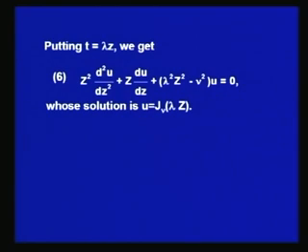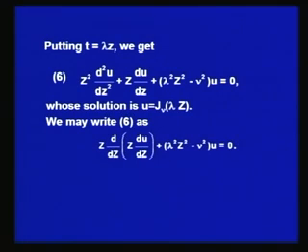So, when we put t equal to lambda z in the Bessel's equation of order nu, we get the equation z square d square u by dz square plus z du by dz plus lambda square z square minus nu square into u equal to 0. Now, we know that a solution of the Bessel's equation of order nu is J_nu(t). And we have put t equal to lambda z. So, a solution of this equation 6, this transformed equation, is therefore J_nu(lambda z).